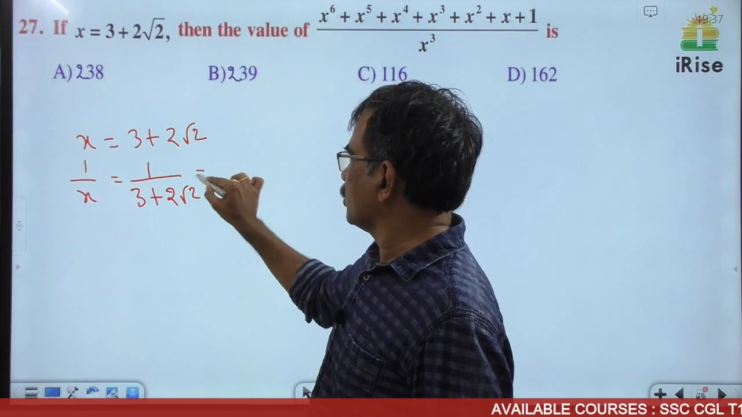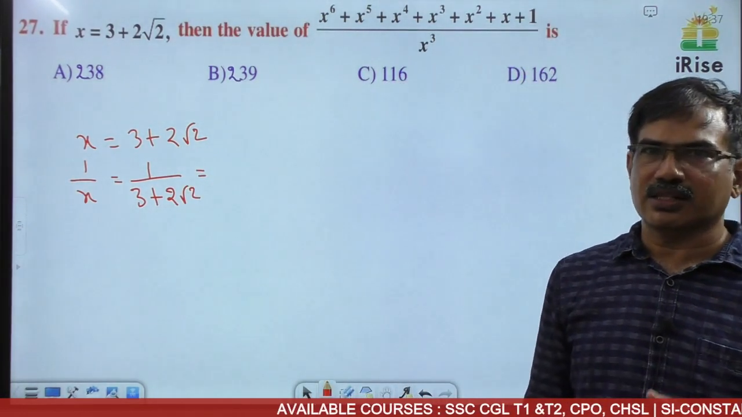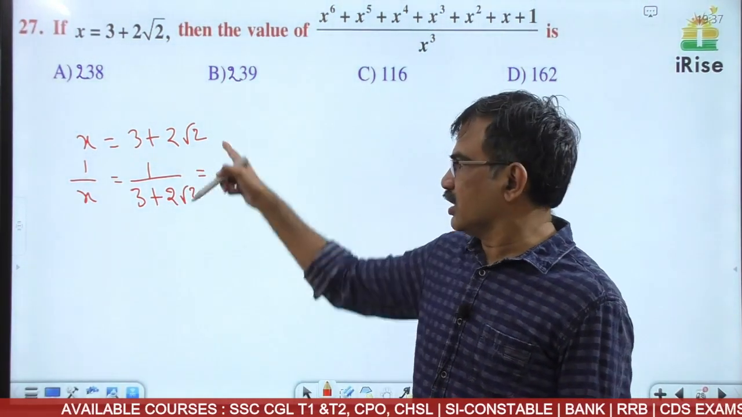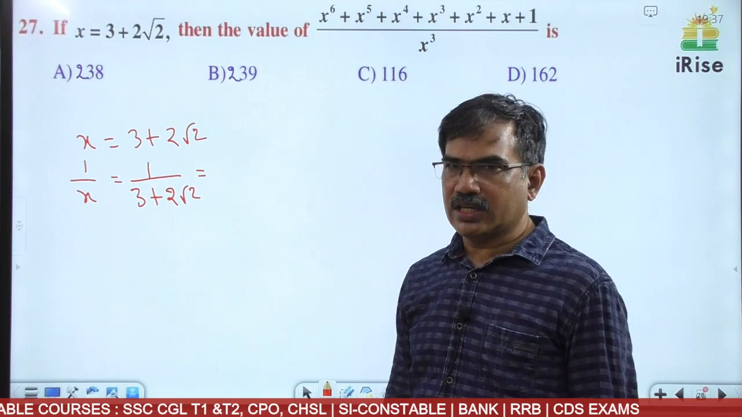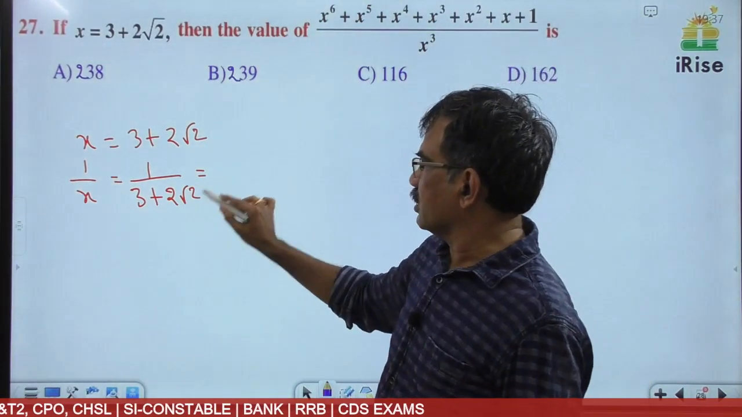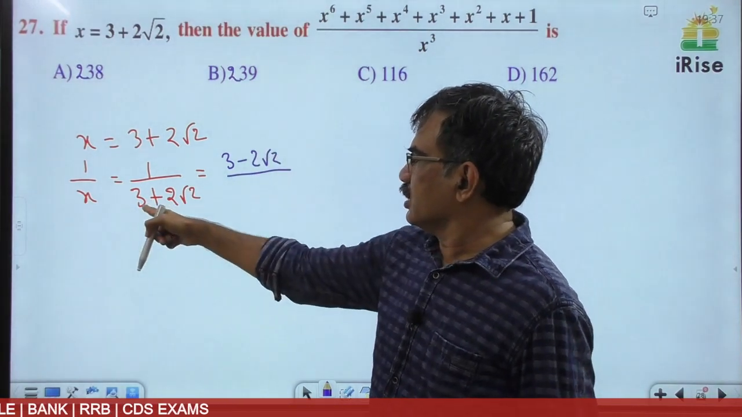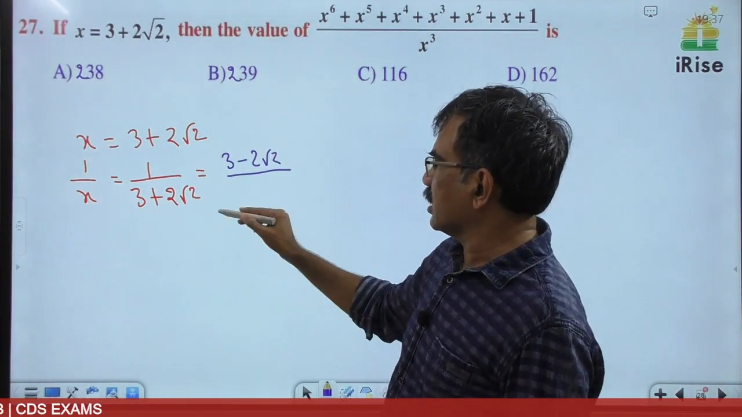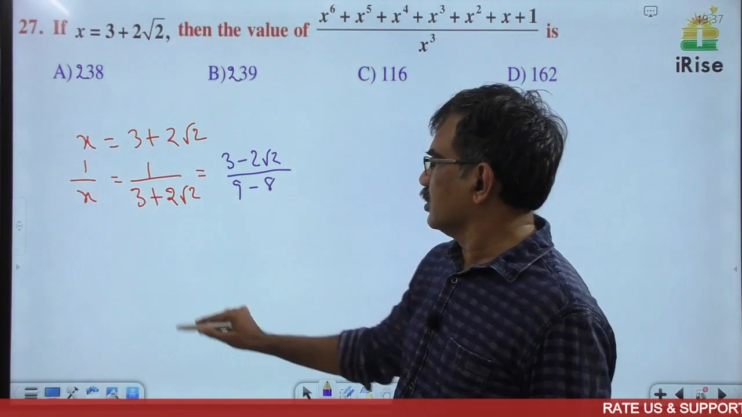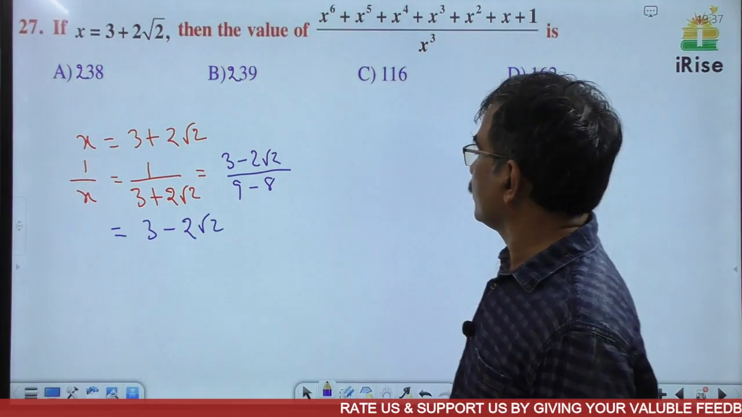Here in all these questions, it is based on rationalization. Every time it is not necessary to multiply and divide by 3 minus 2 root 2 like that. You can write directly. What is rationalization? After rationalization, this can be written as 3 minus 2 root 2 by first term square minus second term square. First term square 9 minus second term square is 8. So this is equal to 3 minus 2 root 2.